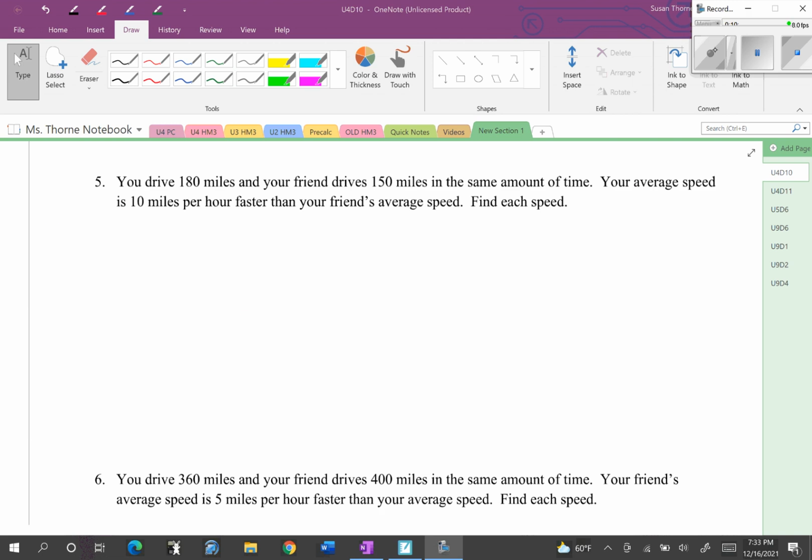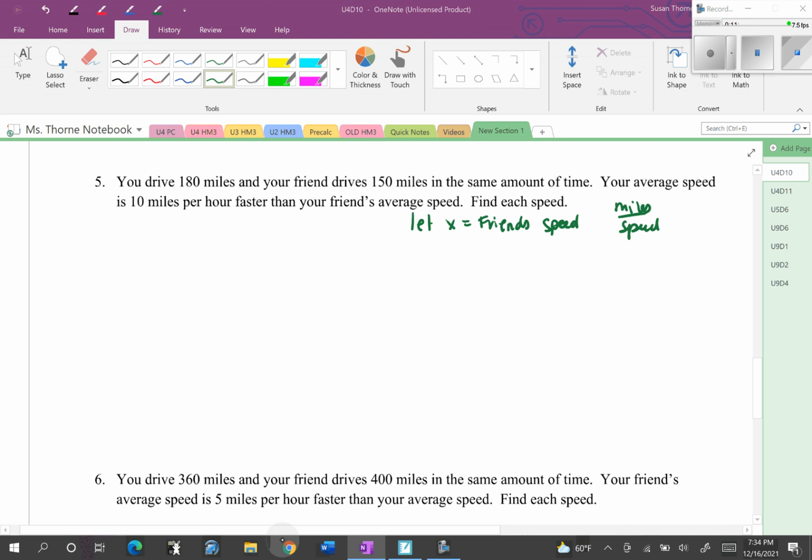So for the next one, it says you drive 180 miles and your friend drives 150 miles in the same amount of time. Your average speed is 10 miles per hour faster than your friend's average speed. We want to find each speed. So we're going to let x equal your friend's speed. And for this, let's do miles over the speed.